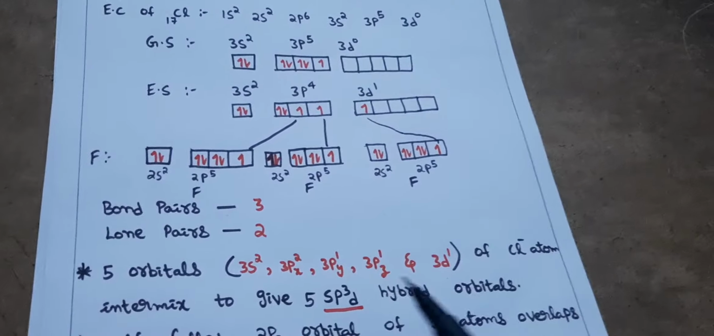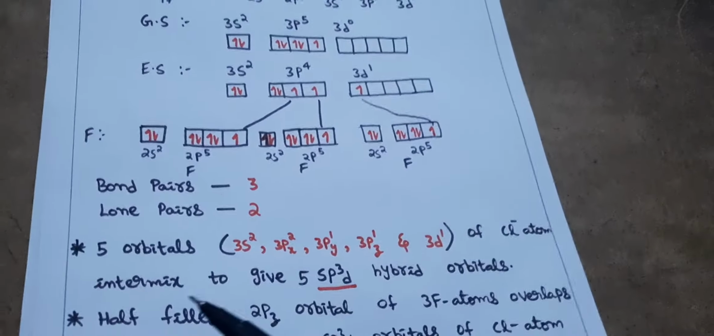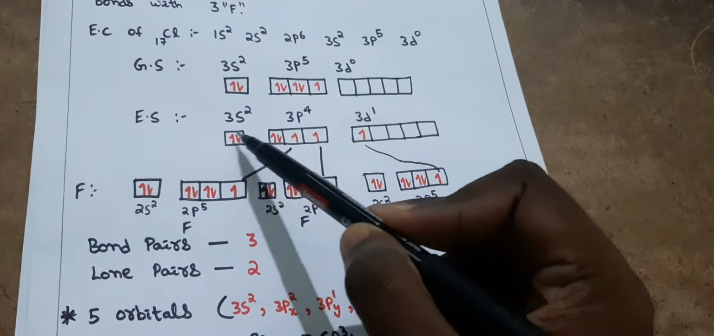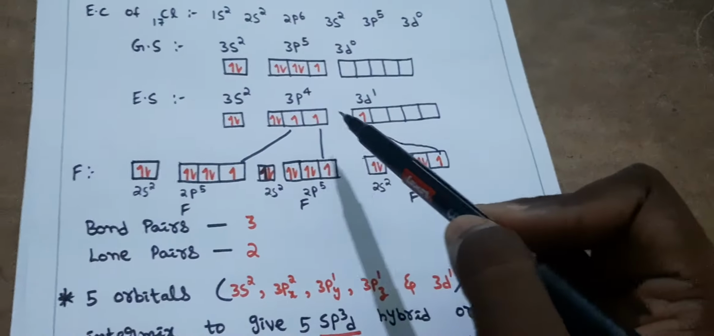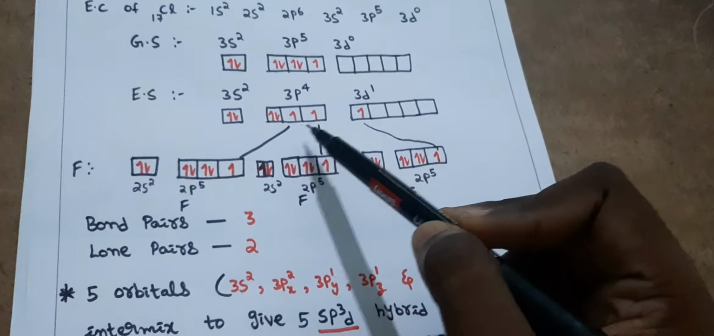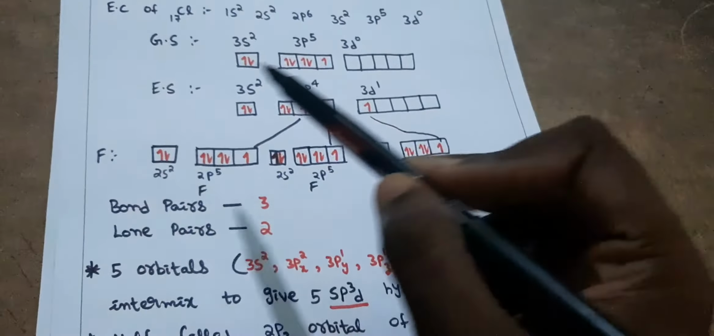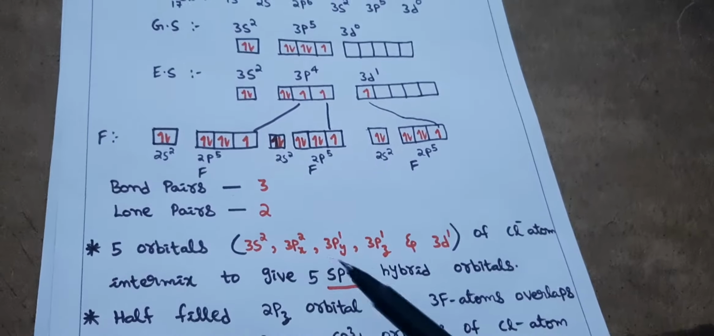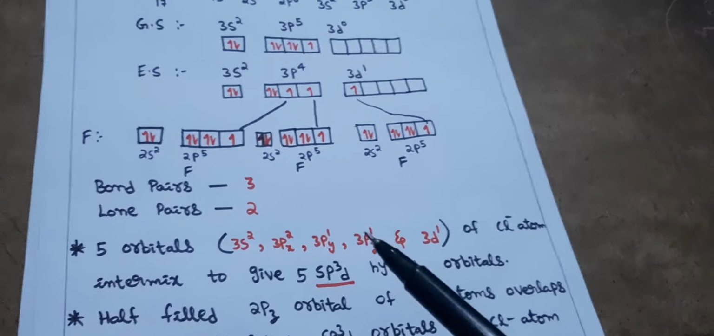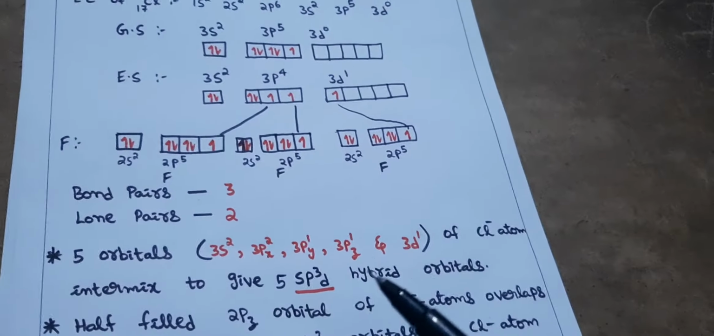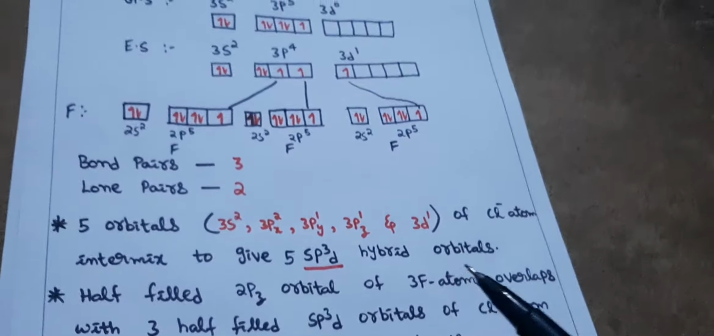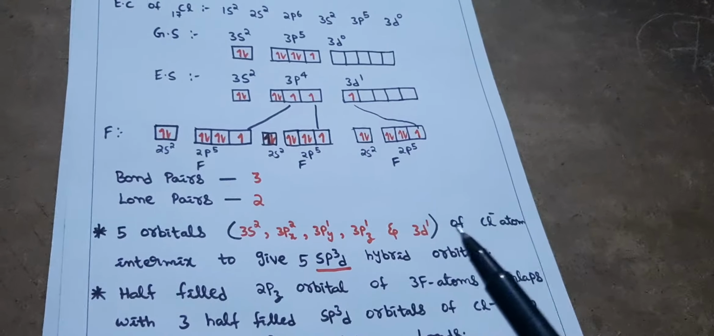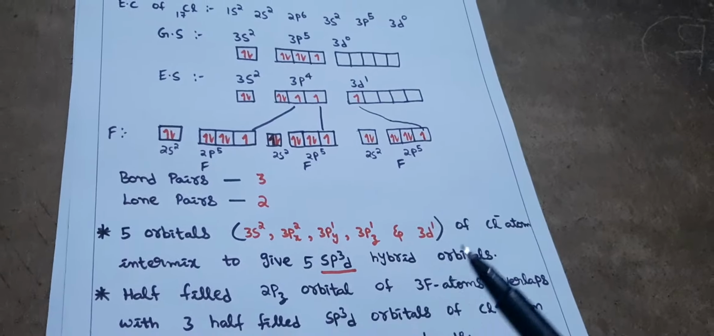Our electrons are filled in 5 outer orbitals of the chlorine atom, which intermix to give 5 sp3d hybrid orbitals. See, here this is s, p1, p2, p3 and d. So s, p3 and d. This is the hybridization of ClF3, sp3d hybridization. So these 5 atomic orbitals intermix and form 5 sp3d hybrid orbitals. Got the point? If anybody didn't watch the previous video, please watch it. You can understand better.